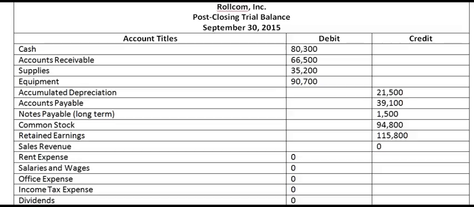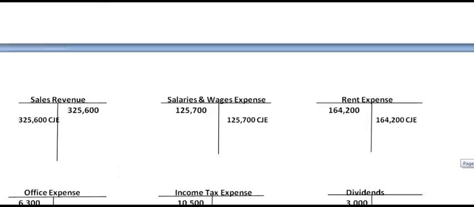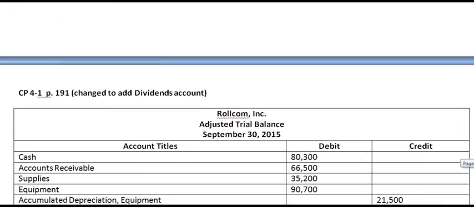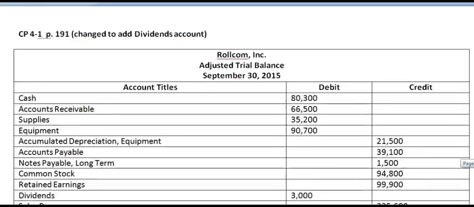We only do our closing journal entries and a post-closing trial balance at year end. Remember, I did modify this problem. You're going to have a similar problem for homework, but I did modify this problem, adding T accounts, and I pre-posted the account balances for you in the adjusted trial balance. I also added a dividends account so I can show you how to close the dividends account as well. So I did alter that a bit.